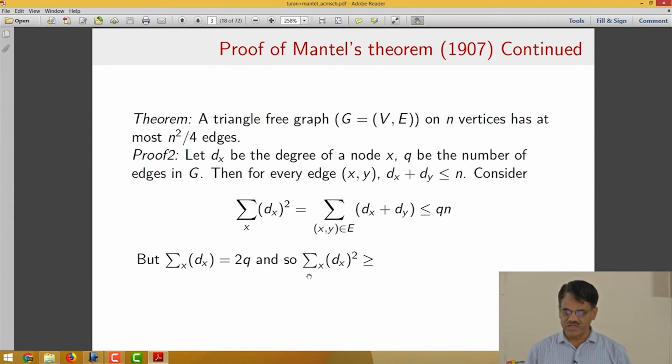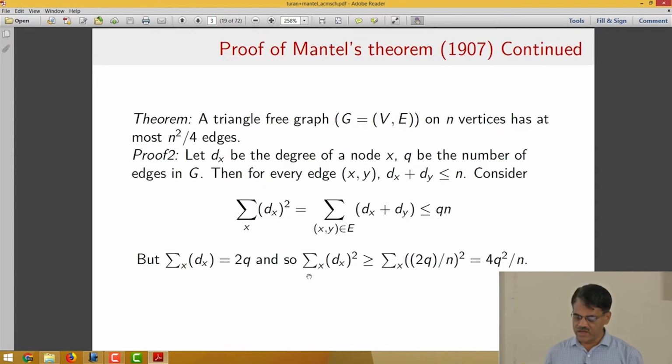So what is the average dx then? If summation dx is 2q, then the average dx would be 2q divided by n, right? Because there are n vertices that add up to it. So (2q divided by n) whole square, summation dx square, adding it over x, but there is no x at all in the term inside, so you can multiply by n, and the whole thing gives you 4q square by n. So we have a lower bound for summation dx square, which is 4q square by n.